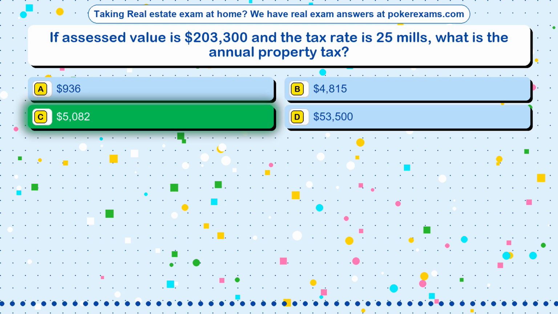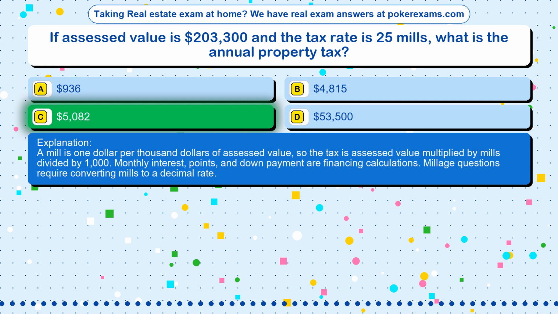The correct answer is option C, $5,082. A mil is $1 per $1,000 of assessed value, so the tax is assessed value multiplied by mils divided by 1,000. Monthly interest, points, and down payment are financing calculations. Millage questions require converting mils to a decimal rate.